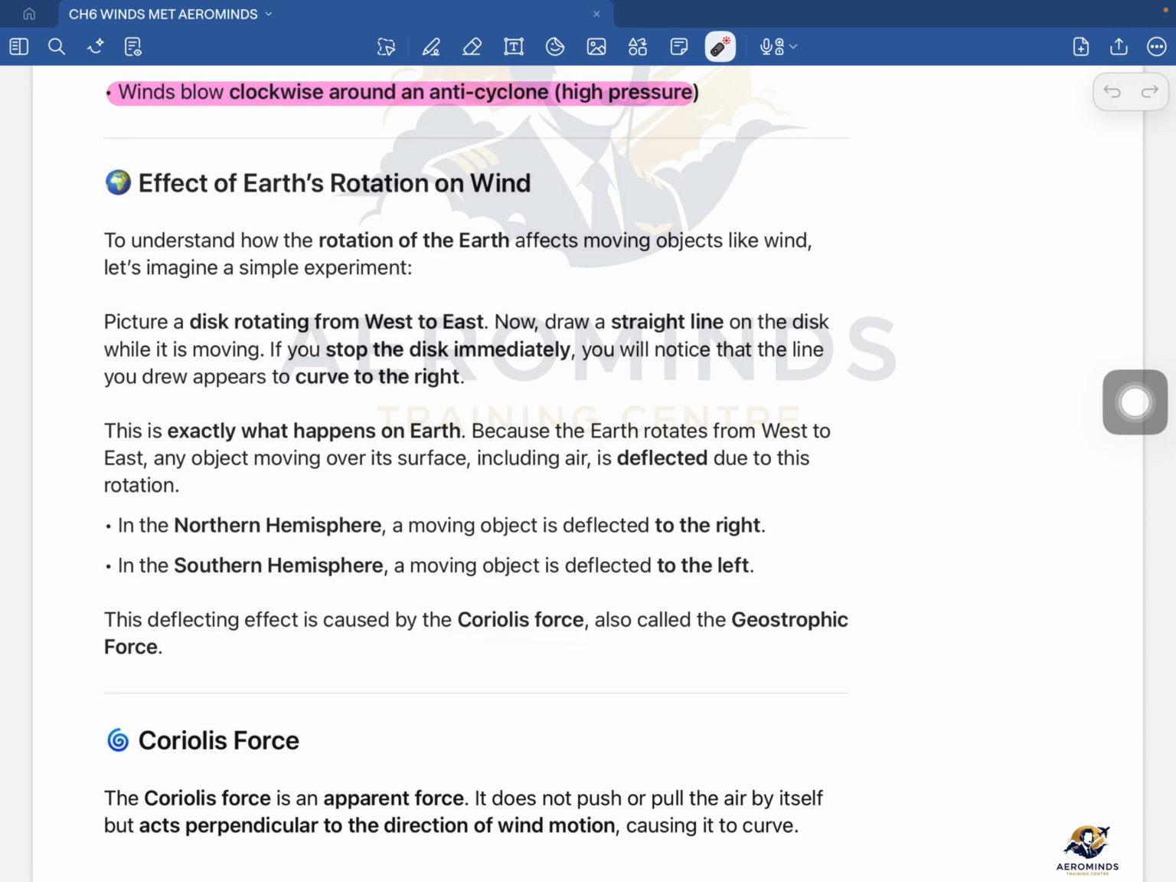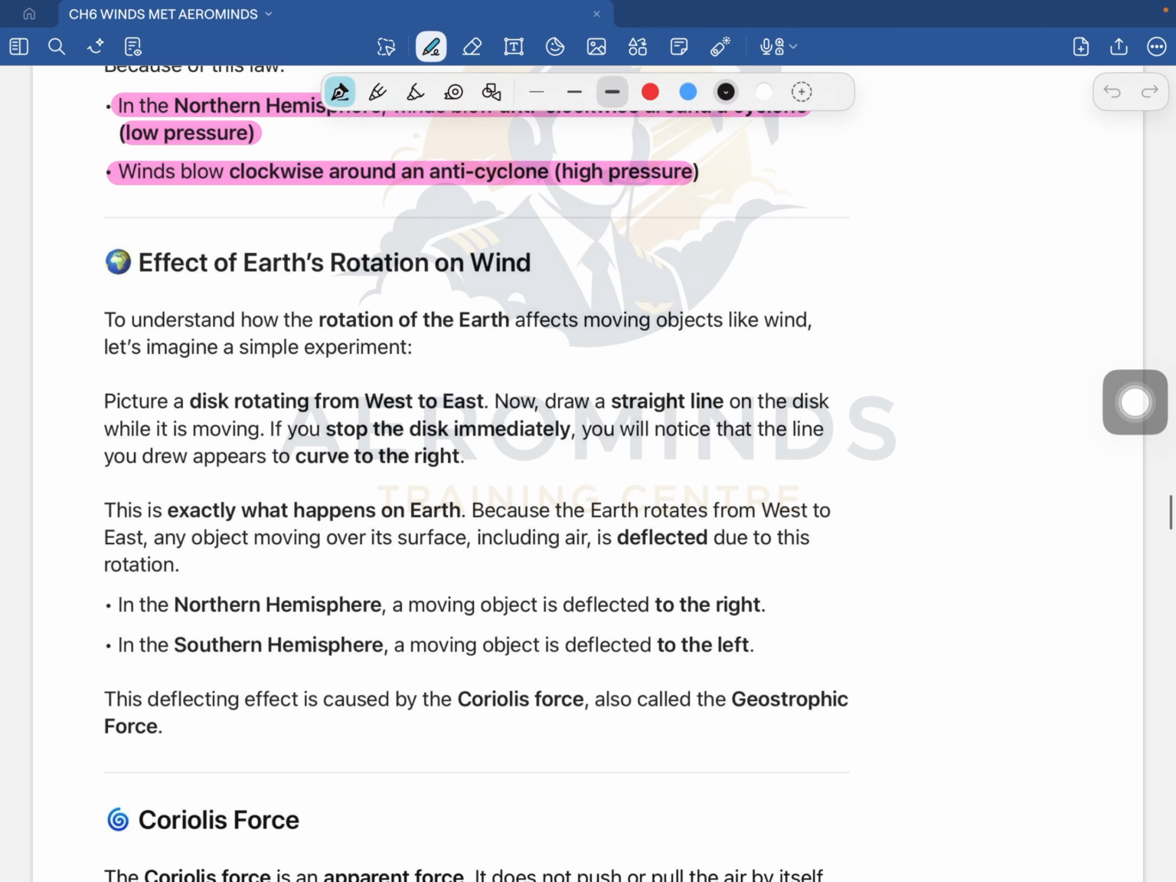Okay. Now, I want you to mark here that to understand how the rotation of Earth affects moving objects like wind, let us imagine an experiment. If you put a disk rotating from west to east and draw a straight line, and then you stop the disk immediately, you'll notice that the line appears to be curved to the right. Okay, this exactly happens on the Earth.